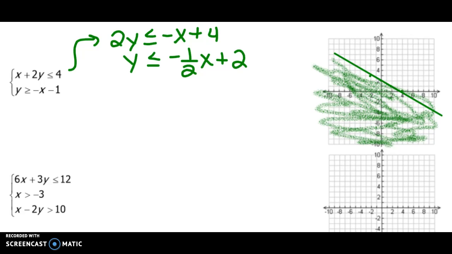In the second equation, we're already in slope-intercept form, so we're just going to start on negative 1. We're going to go down 1, right 1, or up 1, left 1. This one also has an equal sign, so we're going to go ahead and connect those dots with a solid line, and then we need to shade. Since this is a greater than, we want to shade all of this area in here, and we see the place that we have the overlap area is right in the middle here.